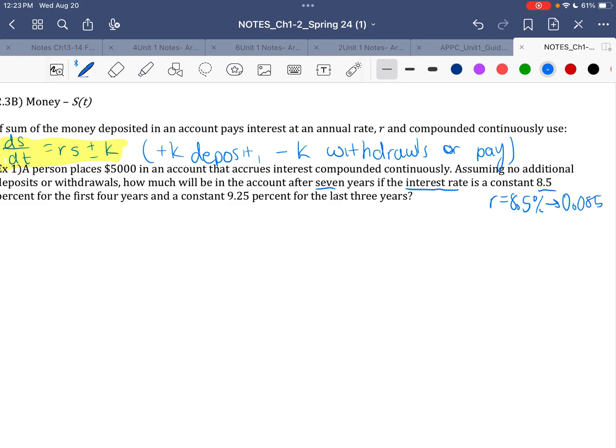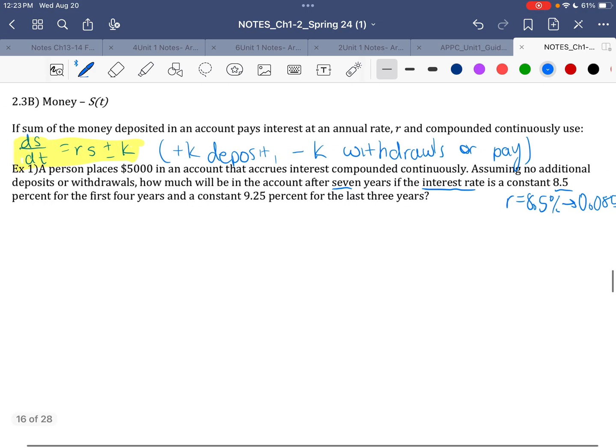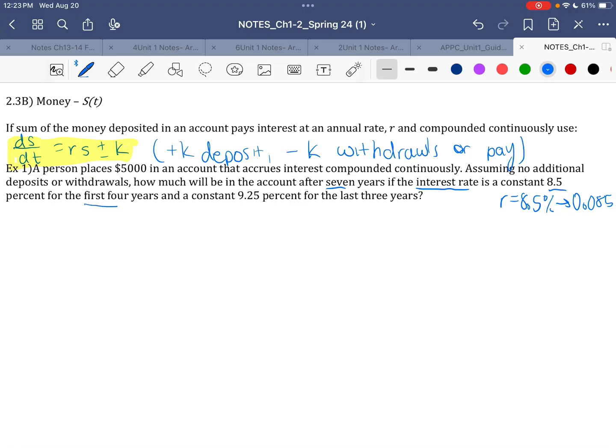And then for the first, it has 8.5% interest for the first 4 years. Then it switches over and has a constant 9.25% for the last 3 years. Okay, so we really need to split this into 2 intervals.